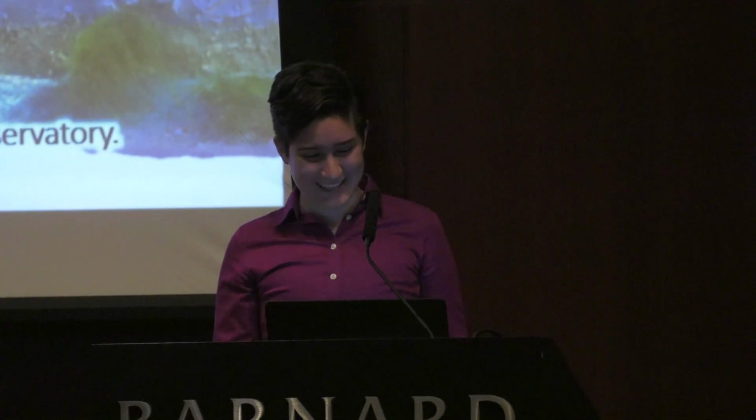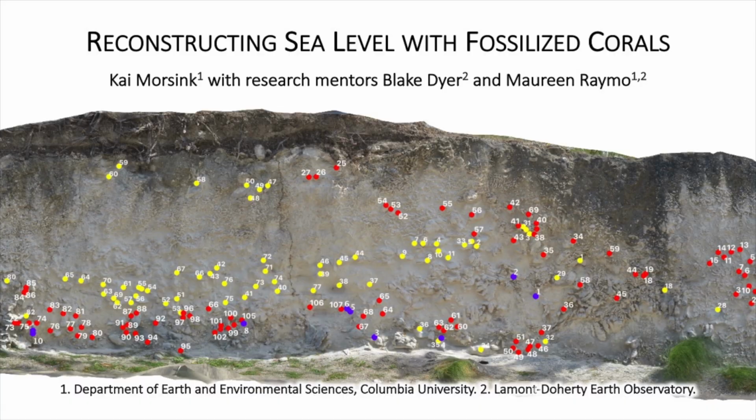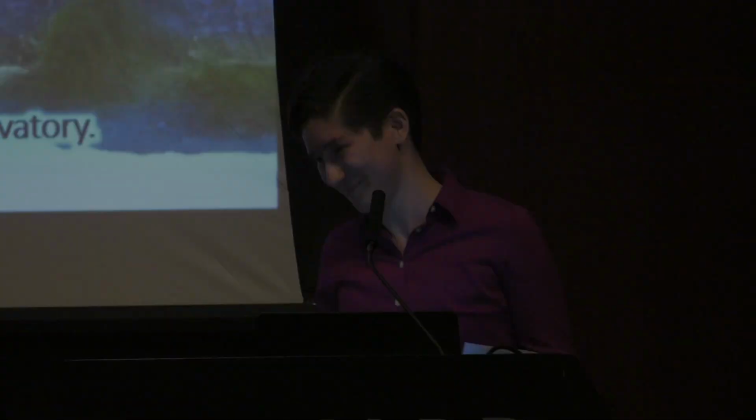Hi. I'm Kai Morsink, and I reconstructed sea level from a warm period 83,000 years ago using this beautifully preserved fossilized coral reef on the island of Barbados. I measured the elevations of a couple hundred corals in this reef belonging to 3 different coral species. Those are the 3 different colors. Then I used modern observations of the depths of those species to figure out where sea level was when the reef was alive. That's most likely 19 meters below today.